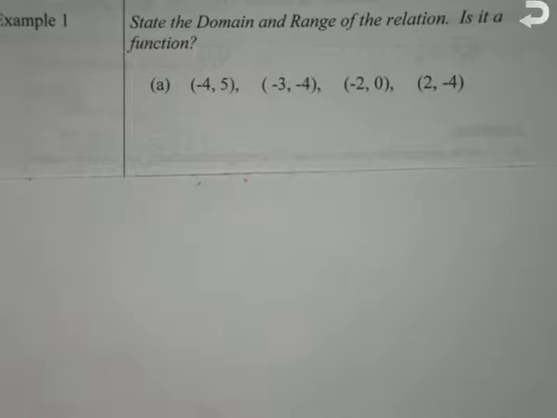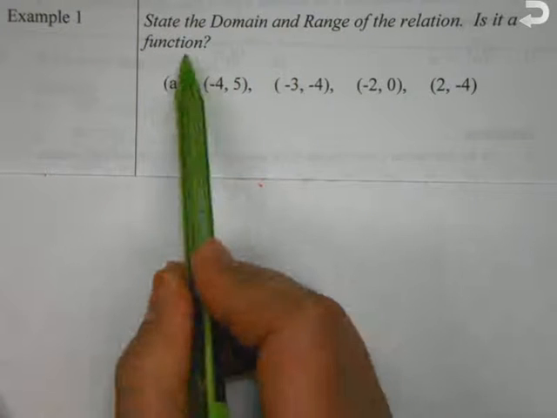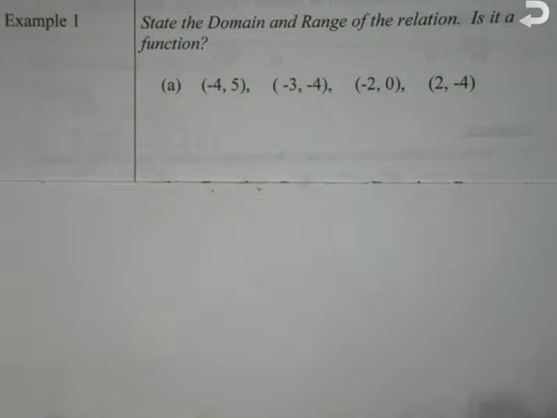So for example 1, we have several parts. For the first part A, we want to state the domain and range, and is it a function. So we have 1, 2, 3, 4 points listed here. After you guys are done writing them down, we're going to state what the domain is, what the range is, and then we're going to use that to determine if it is a function.